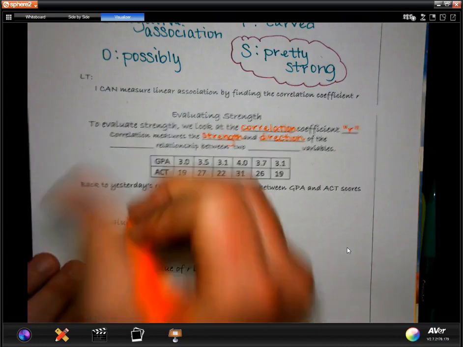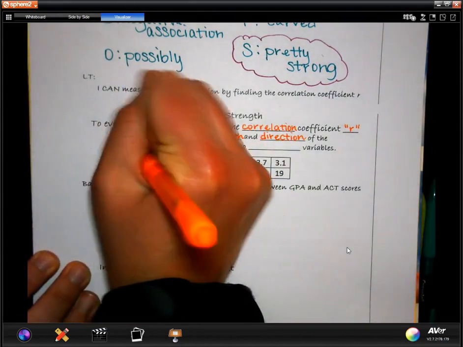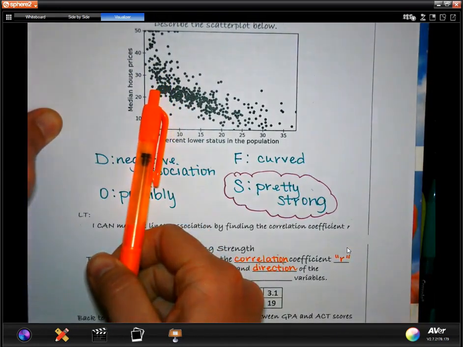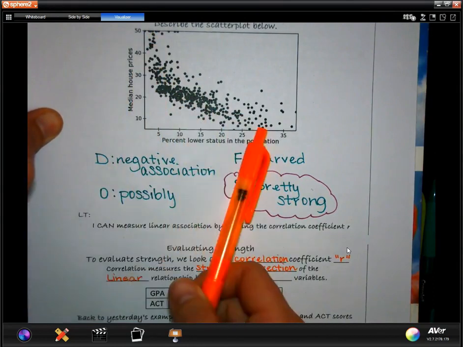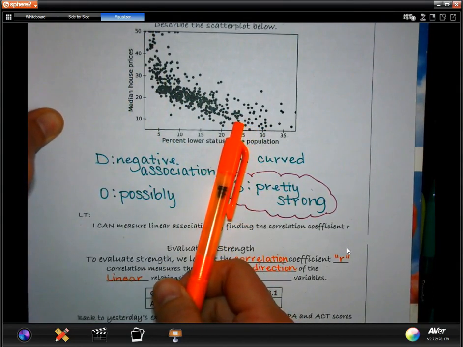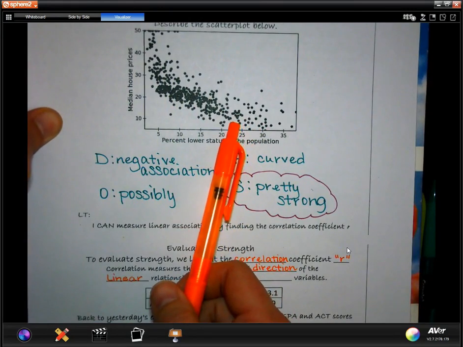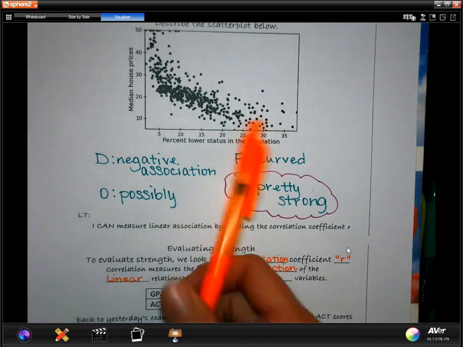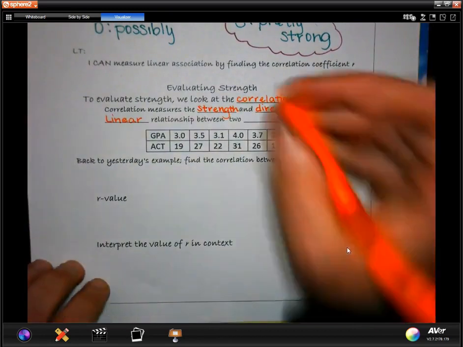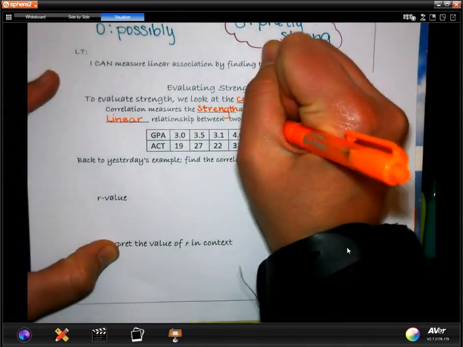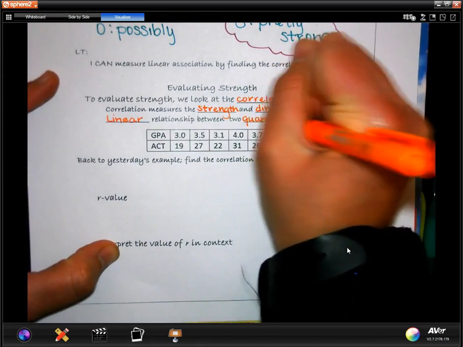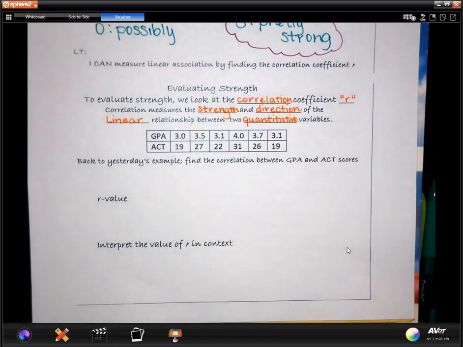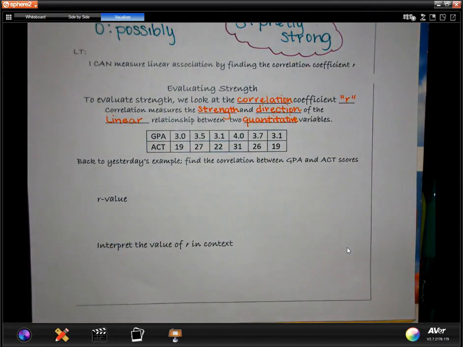Now, R only measures linear relationships. So if we tried to, we could find a value for R for a curved scatter plot like this, but R tells us how well our scatter plot fits a line, not a curve. So it wouldn't do us any good to find R for a curved scatter plot. And then just as a reminder, we have to be working with two quantitative variables. So we're going to keep working with our GPA ACT data.